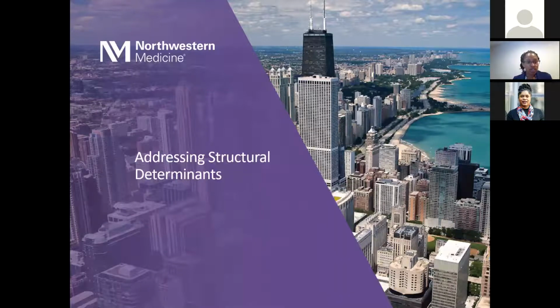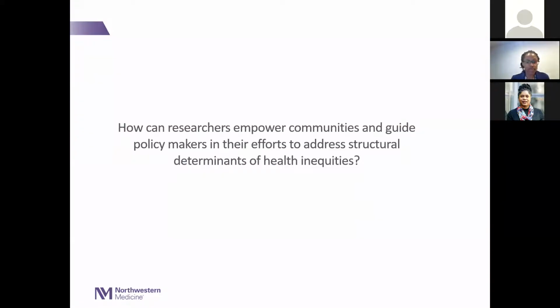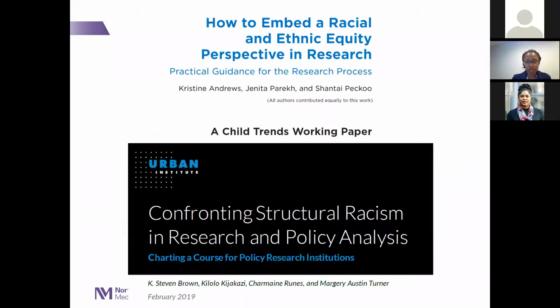So now I'm going to move into this addressing structural determinants side. And this is something I've continued to come back to and struggle with how best to do this. But how can we as researchers empower communities and guide policymakers in their efforts to address structural determinants of health inequities? A lot of what I'm presenting here is shaped by these two articles. One, how to embed a racial and ethnic equity perspective in research. And the other, on confronting structural racism in research and policy analysis.